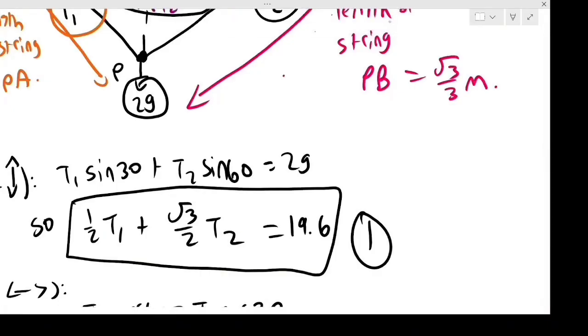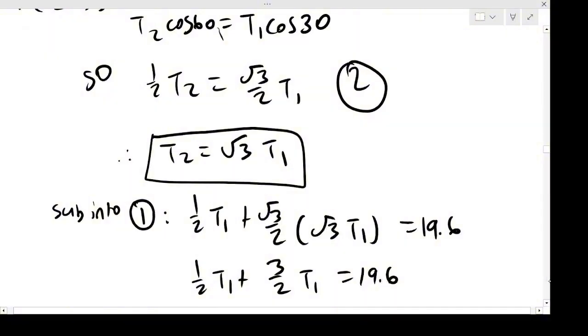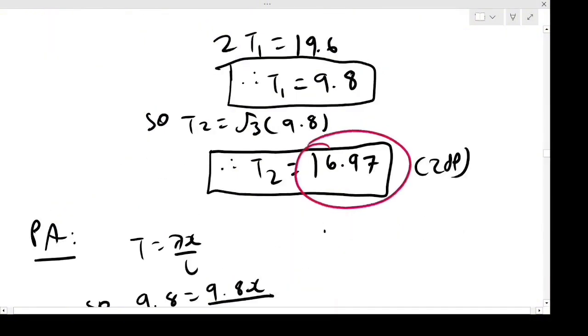And then in part C, they want me to find the tension in the string PB. Well, actually, we did it, because the tension in PB is T2 here. We worked out what T2 was, 16.97. So we did that already. So there we are. That's the question done.